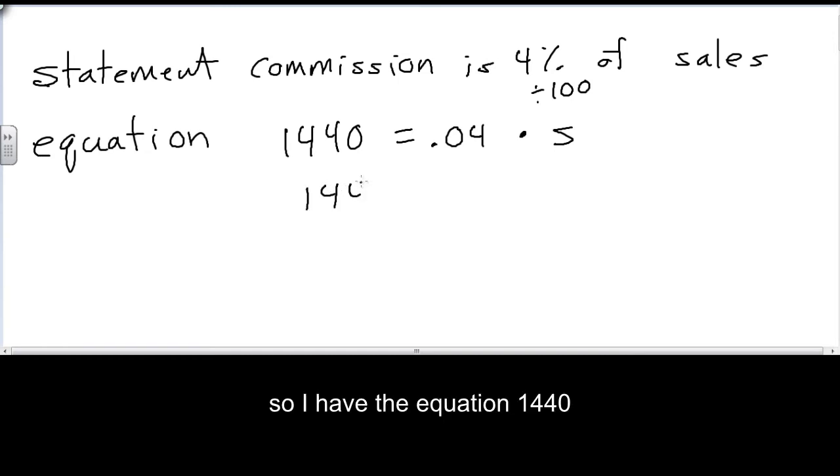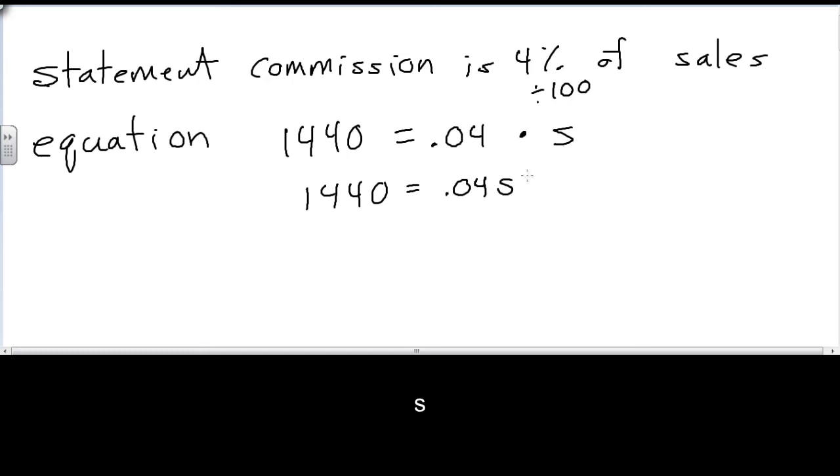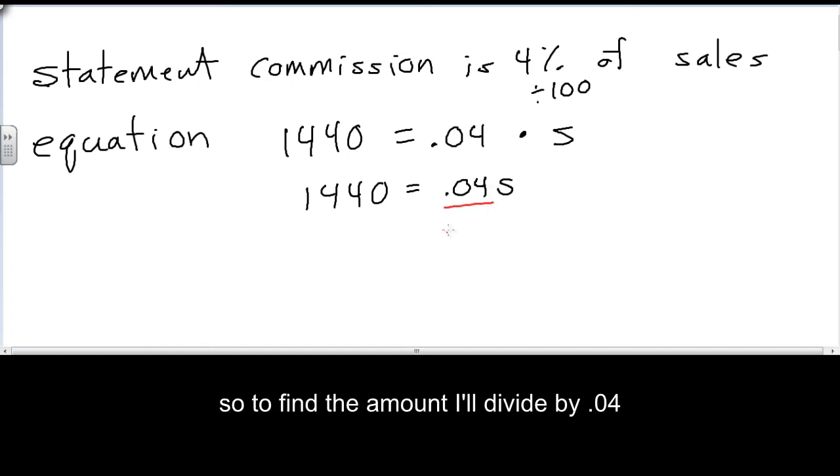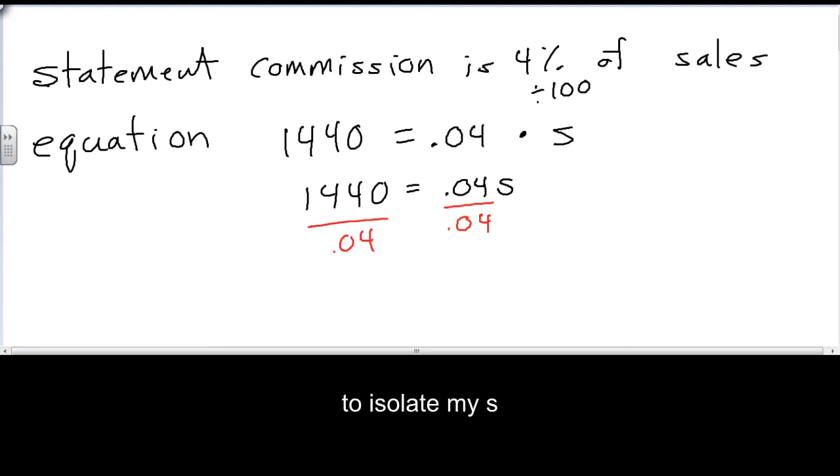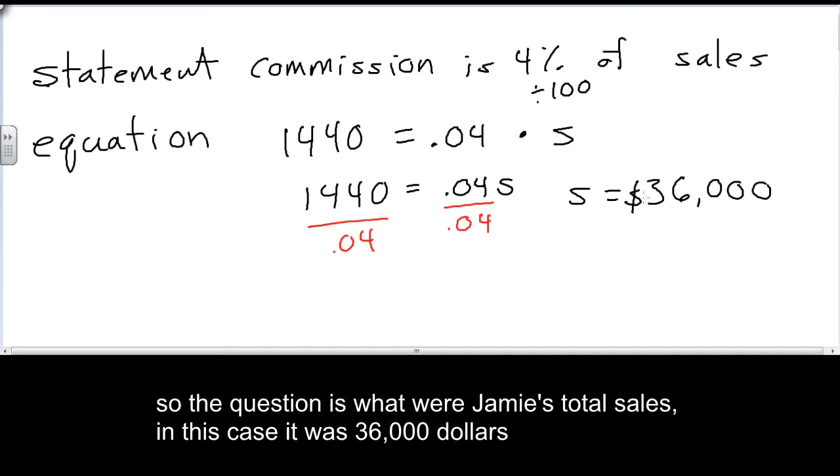So I have the equation 1440 equals 0.04S. So to find the amount, I'll divide each side by 0.04 to isolate my S. And when I divide 1440 by 0.04, I'll get 36,000. So the question is, what were Jamie's total sales? In this case, it was $36,000.